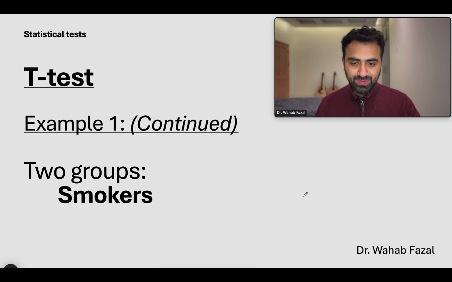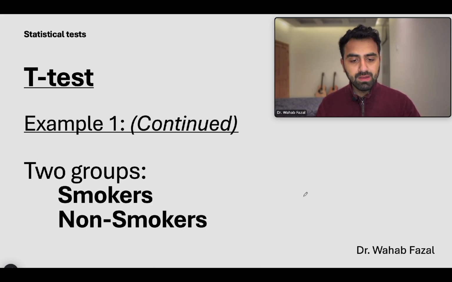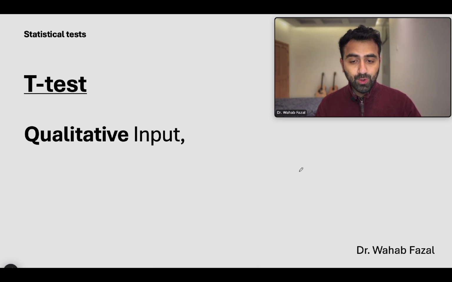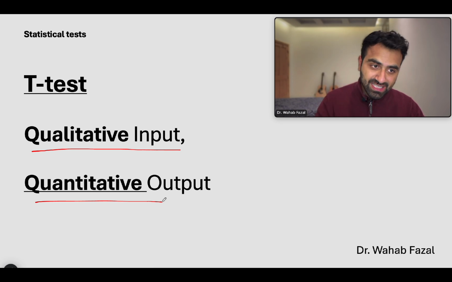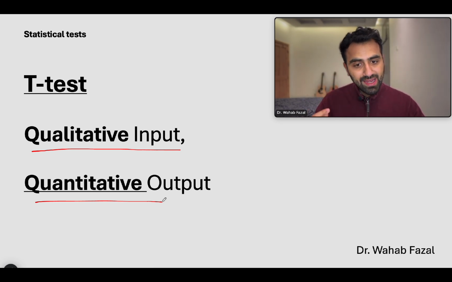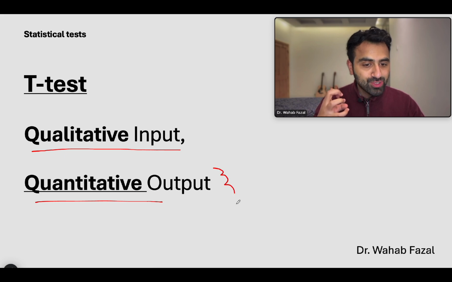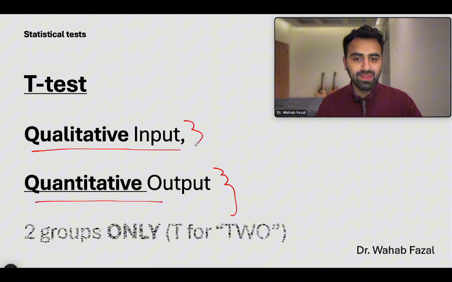So now you make two groups, smokers and non-smokers. Again, this is a qualitative independent variable. So what happens in t-test? You have a qualitative independent variable and a quantitative outcome. Does smoking lead to an increase in your exam scores? Does smoking lead to an increase in your BMI? Both of these are quantitative outputs, but you either smoke or you don't smoke. It's a qualitative thing, right?